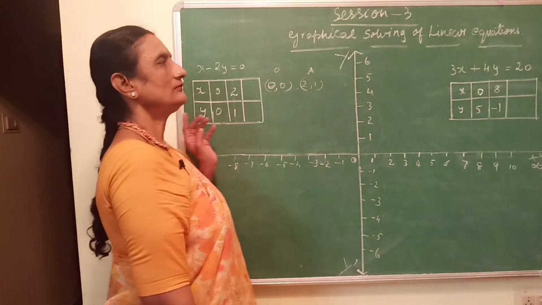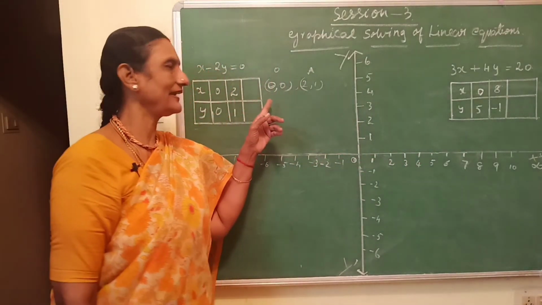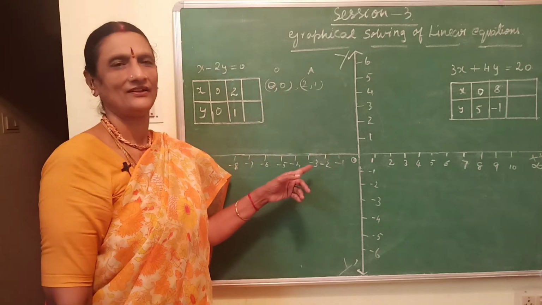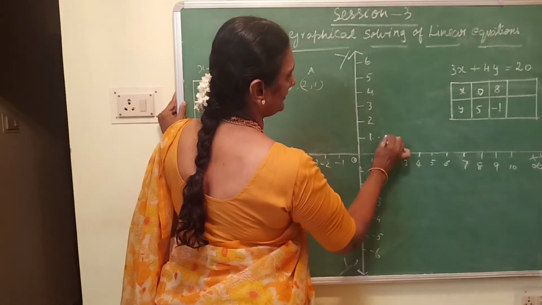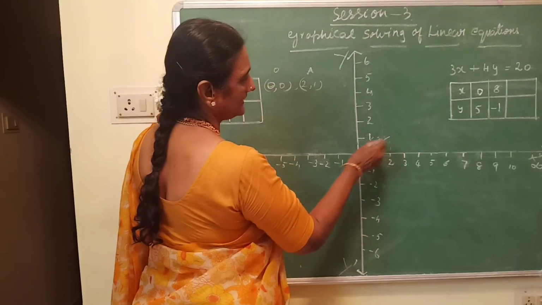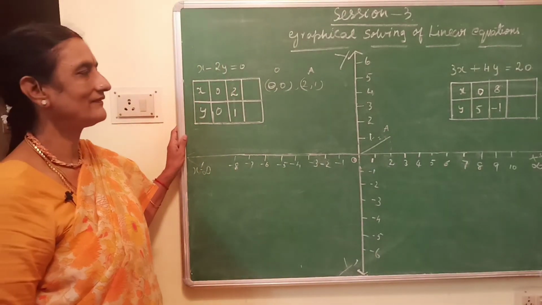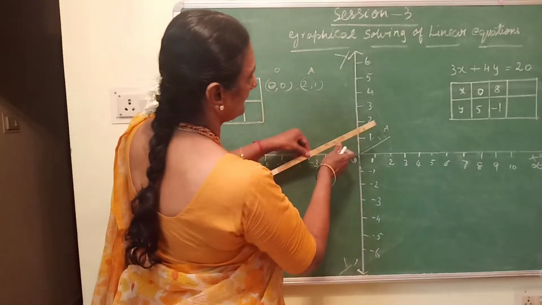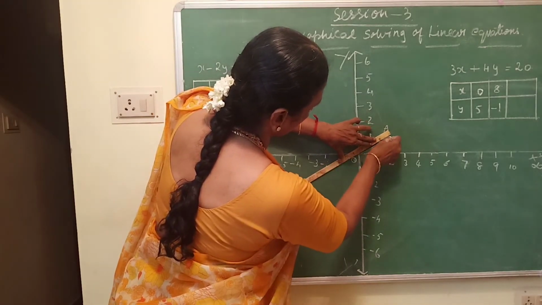Now the same thing I have to do for the other equation also. After getting these points, let me finish plotting. So 0, 0, and 2, 1 is obviously from here you should get, and then the line is joined in this manner. Now what is the general procedure? The general procedure is to extend the line till the end of the paper. So the line has come out like this.